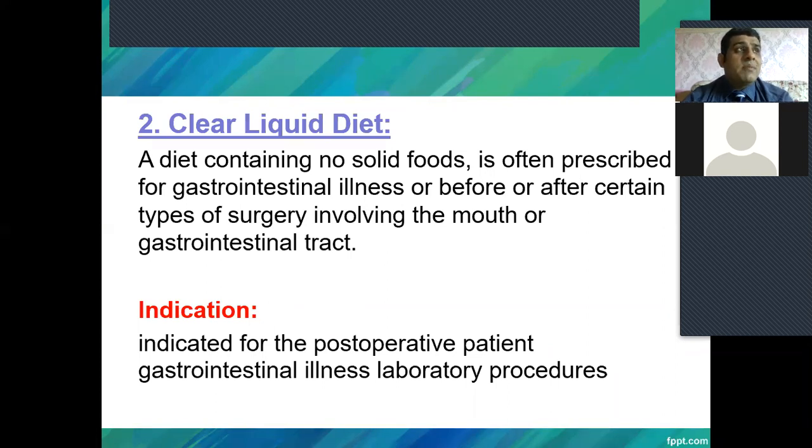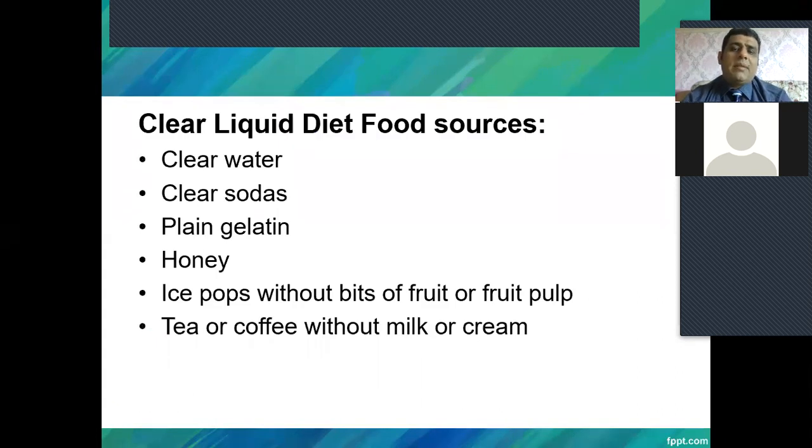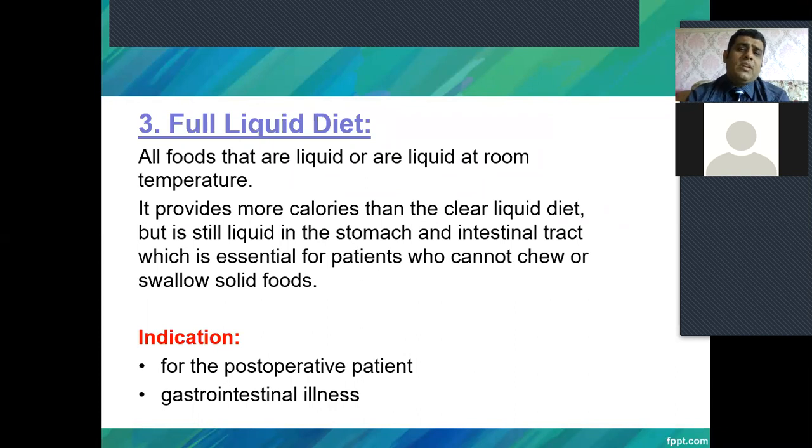Maybe the patient is hospitalized for a long time and has to take too many medications, and that medication goes to the stomach and destroys the enteric coating of the stomach. Then we will ask the patient to take a soft or clear liquid diet. A liquid diet can include clear water, clear sodas, plain gelatin, honey, ice pops, and tea or coffee without milk or cream. So these are the types of a liquid diet. Sometimes we consider that if we remove the fat component from the milk, that also can be considered a liquid diet. Then the full liquid diet.